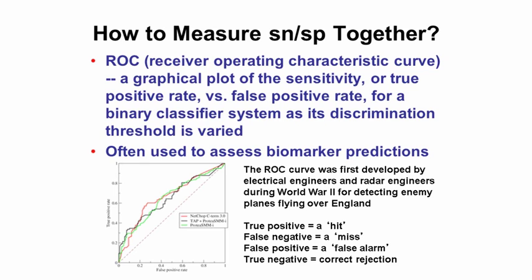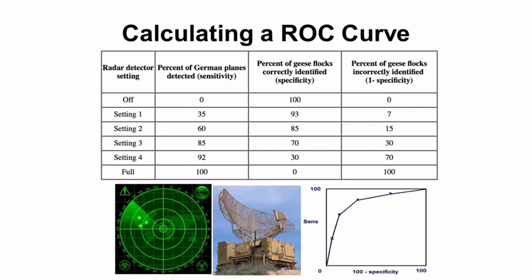Now the problem was, particularly in the early days of radar, that they would mistake planes for geese, especially with flocks of geese, which have a shape not unlike a plane, at least according to the radar. And so what they would do is they would adjust the radar setting. They had different settings, and they would track the percentage of planes that they could detect correctly. And then they would also present the percentage of geese that they got correctly, and then also the percentage of geese that they incorrectly identified. And so by tracking these numbers, then you can calculate the ROC curve.